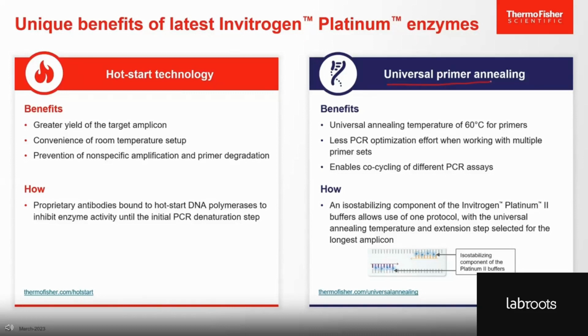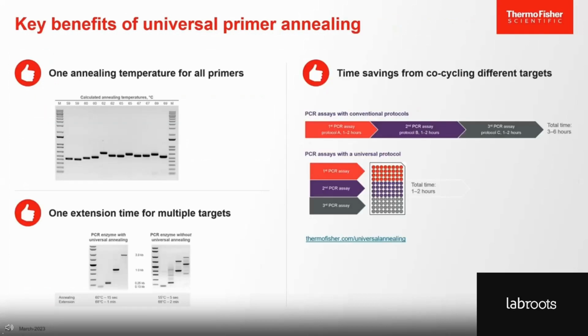The second feature is the universal primer annealing. It allows you to circumvent tedious optimization steps for primer annealing because you can now use a universal annealing temperature of 60 degrees Celsius for different primer sets. It allows you to cycle different PCR assays on the same block, for example, co-cycling, which will be explained soon. The universal annealing feature is made possible by the isostabilizing component of the innovative buffer, which helps with specific, enhanced annealing of primers. Here are three key benefits of the universal annealing feature.